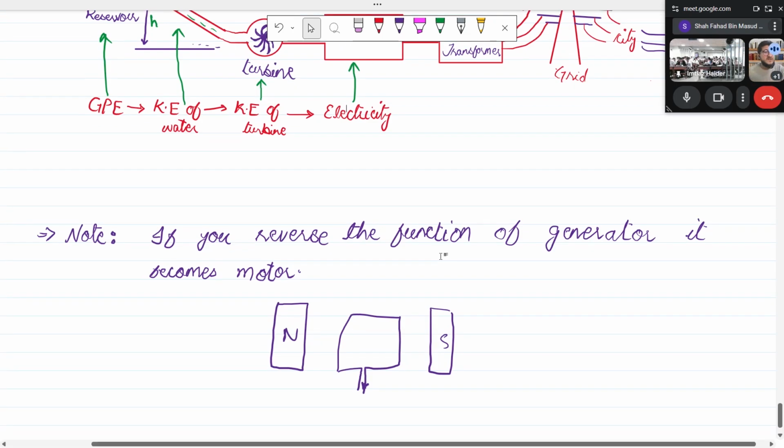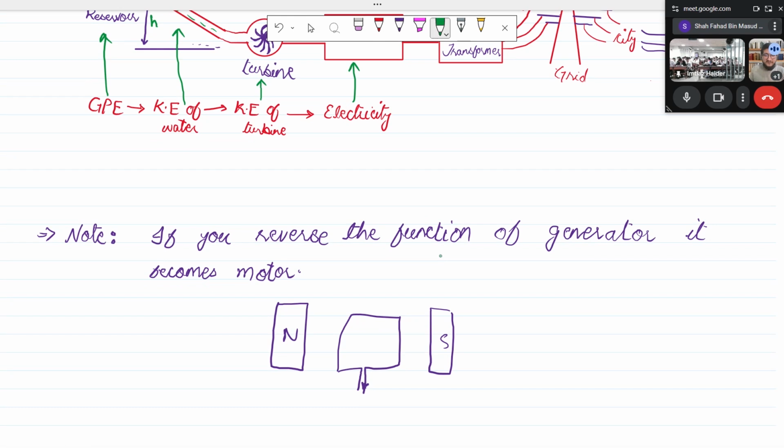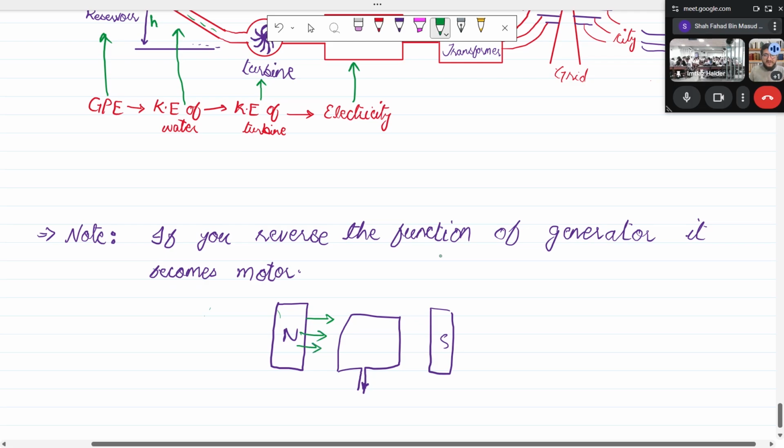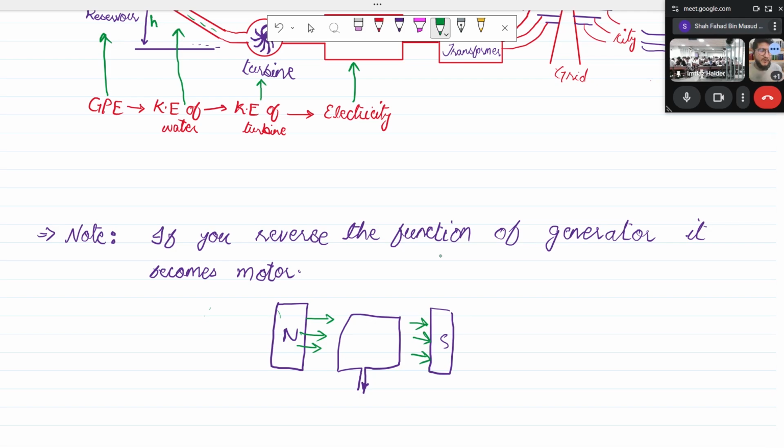If you reverse the function of a generator, it becomes a motor. Like for example, over here, initially due to the magnetic field, what was happening was that the coil was rotating and the current was inducing in the coil. ठीक है? Simple. Voltage or EMF was inducing in the coil. Now, what happened if we just lose the magnetic field, तो क्या होगा, हमारा सिस्टम बंद हो जाएगा.